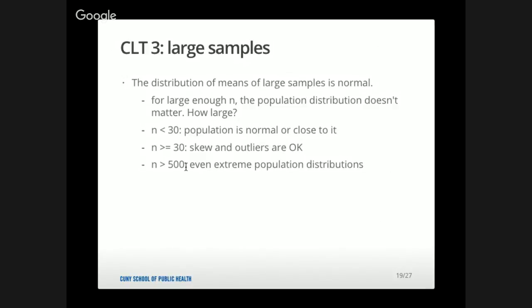For anything greater than n equals 30, you can be fairly comfortable using the central limit theorem and the tests that result from it. And for anything more than n equals 500, absolutely, you can use the central limit theorem and be confident in arguing back to any reviewer that says, but is your population really normal? You can say it doesn't matter.